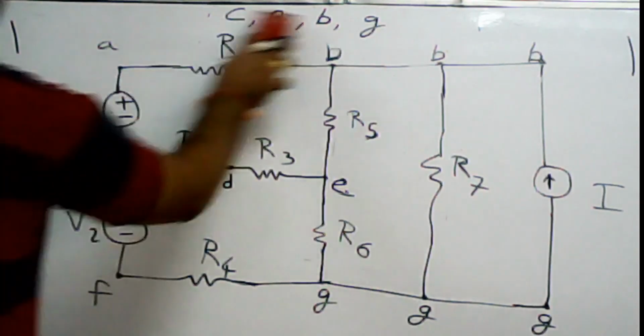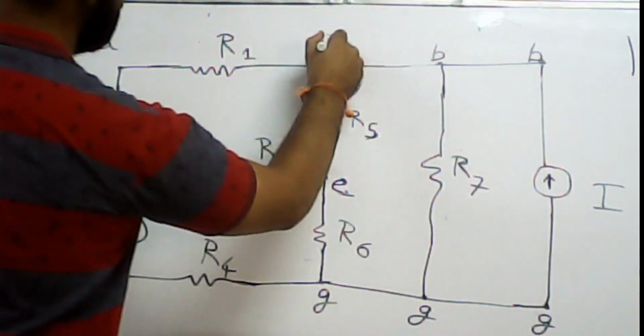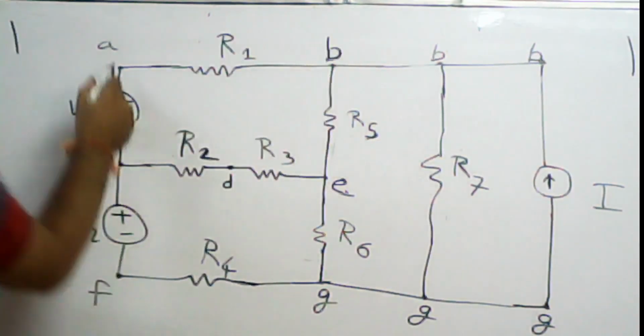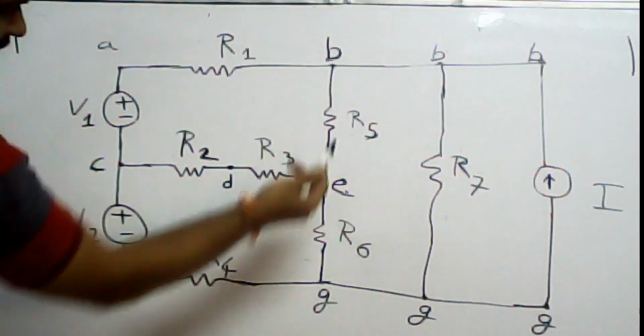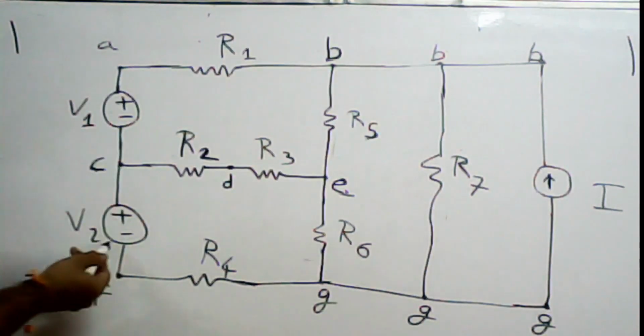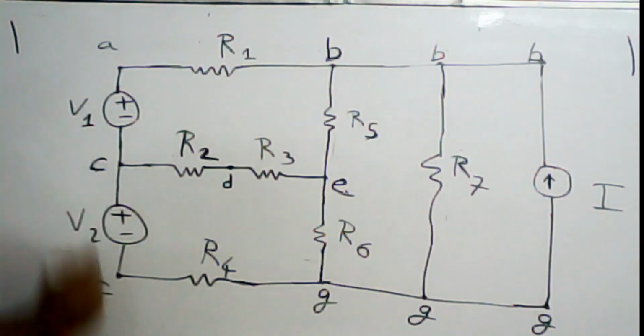Then comes branches. What are branches? Branches are nothing but these circuit elements. R1, R2, R3, R4, R5, R6, R7, then these two voltage sources, then this I, these all are branches, which are basically circuit elements. Any circuit element will be called a branch.